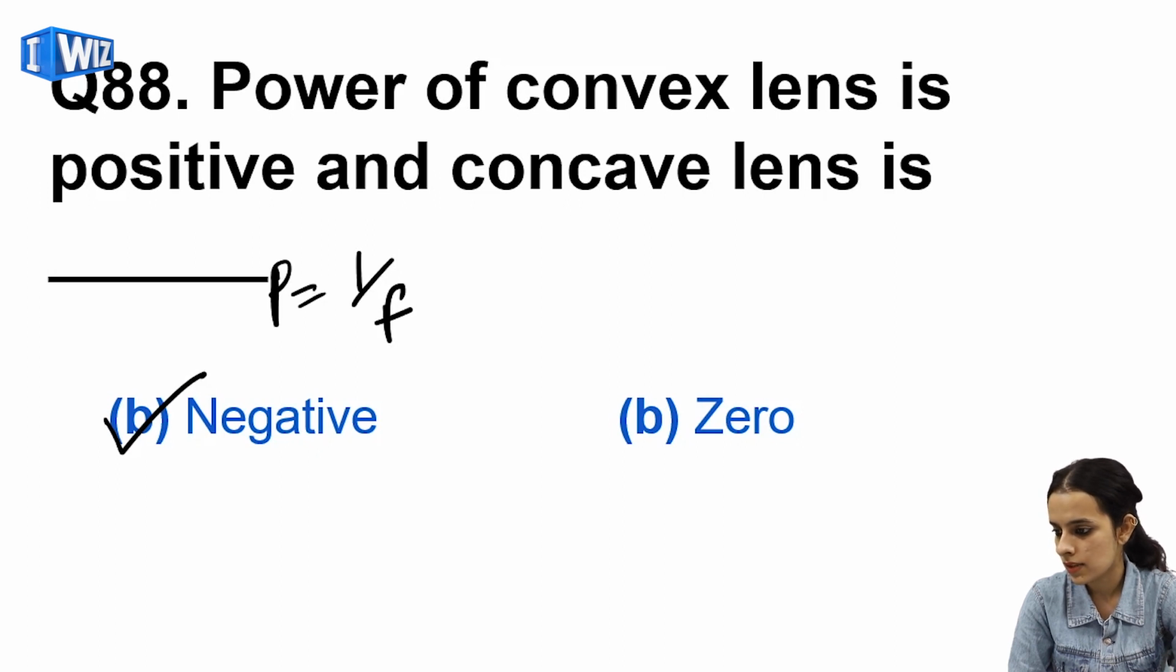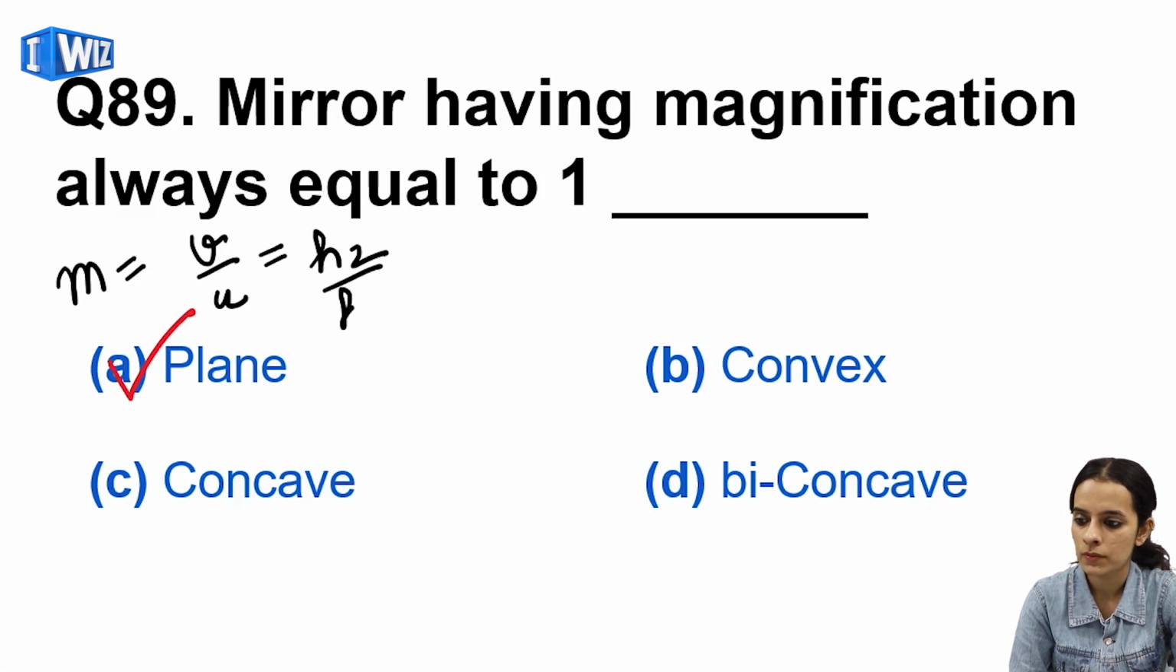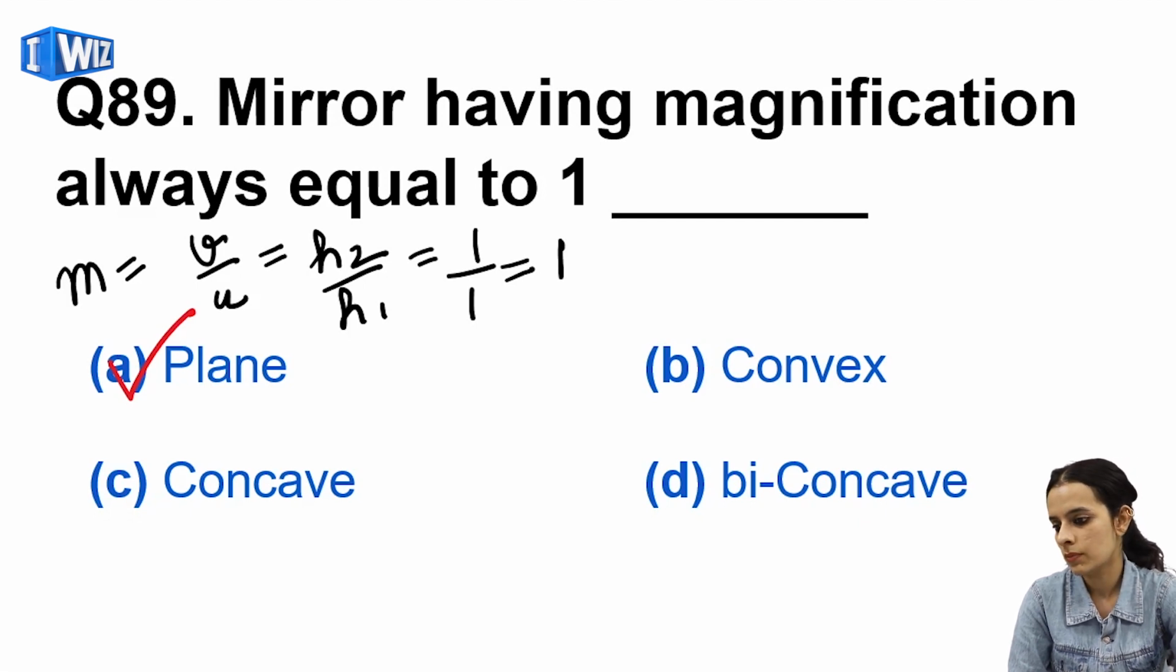Okay. Next, the mirror having magnification always equal to 1. What type of mirror is it? Plane mirror, convex, concave, biconcave. So plane mirror is the right option, because you know what magnification is. Magnification is V upon U. It is also h2 by h1. In case of a plane mirror, everything is equal. If I say object distance is 1, then image distance will always be 1. So magnification is always 1 in case of a plane mirror.